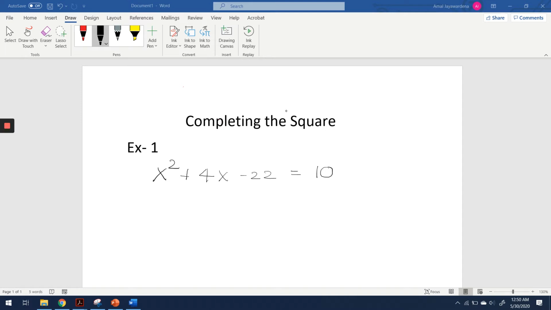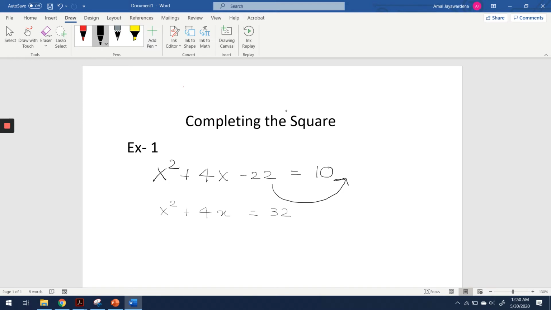So when you want to complete the square, you have to move whatever the number that you have without a variable to the right side of your equation. So this becomes x squared plus 4x, and when you move this negative 22 to the right side, this is going to be 32.